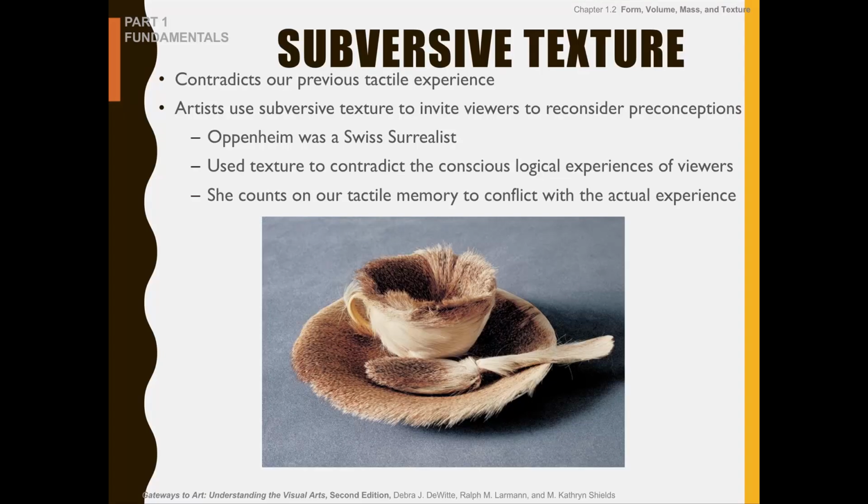And lastly, subversive texture. So this is a surrealist artist, and that means that they work with ideas that come from the subconscious. So what they're saying here is by having actual animal hair on the saucer and teacup and spoon, that it will contradict the conscious logic that you would have when you view it, and it would refer to tactile memory. And basically, you would know, I'm not going to drink out of that because I don't want animal hair in my mouth.